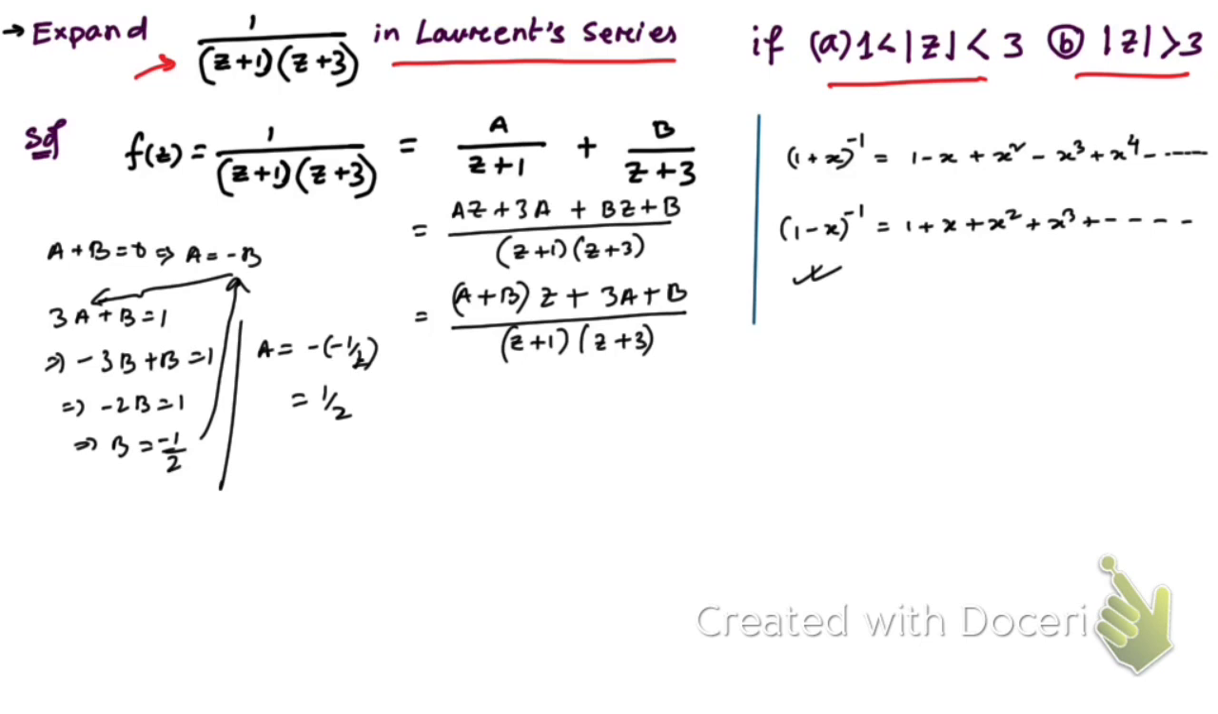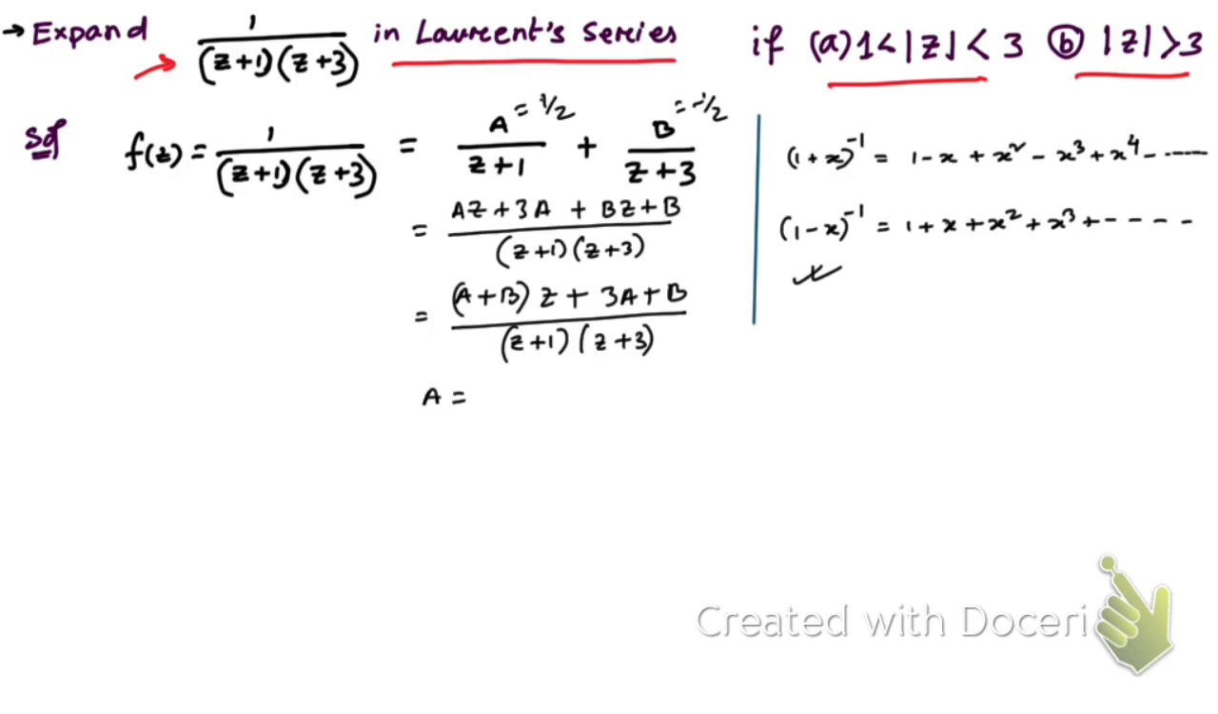So now that's why we have got the value of a, which is equal to half, and b is equal to minus half. So we can write the function f of z this way. Here a is equal to half, b is equal to minus half. Therefore the given function can be written as f of z is equal to half divided by z plus 1 plus minus half divided by z plus 3. That's how we can write.